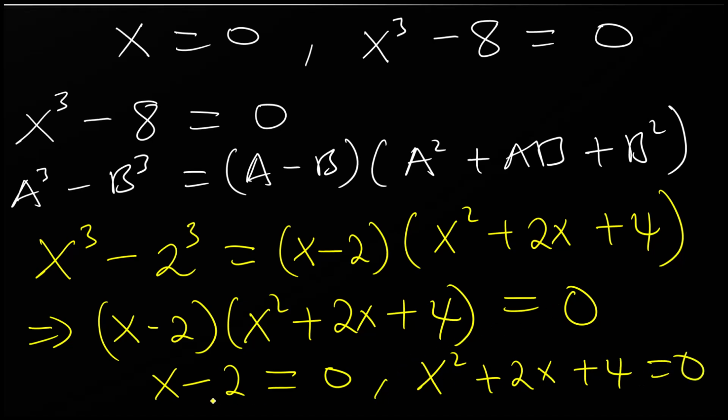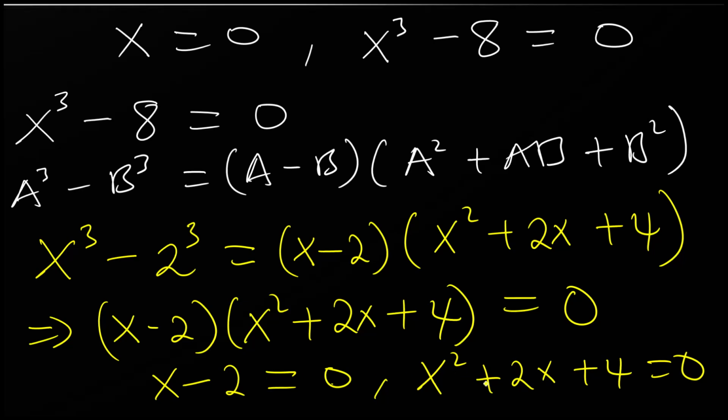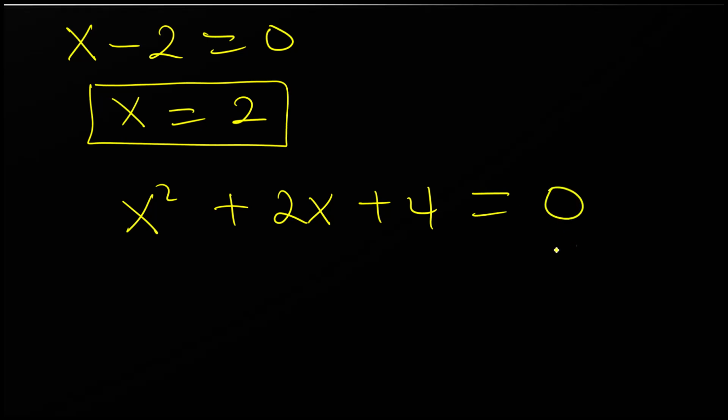Alright, so the second solution is coming. x minus 2 equals 0, therefore x equals 2. That's the second solution. Now let's look at the third and fourth. That's the quadratic x squared plus 2x plus 4. Alright, so we have that.